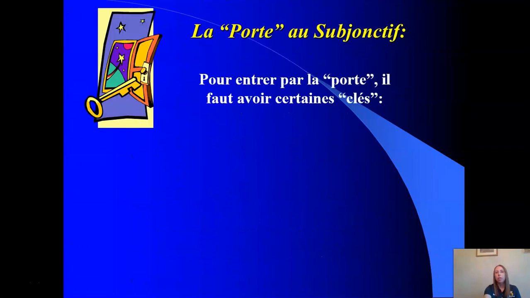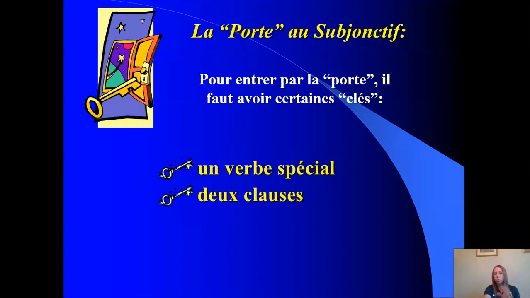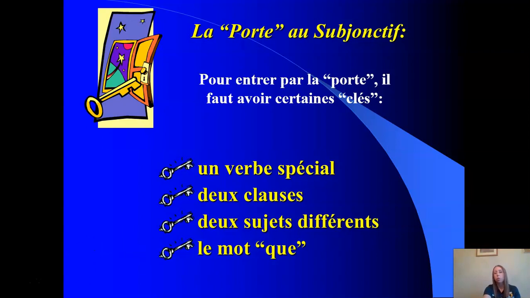So how do we decide if we're going to use the subjunctive? Voici la porte pour entrer au subjonctif. Il faut un verbe spécial, deux clauses. We have 2 separate sections, like clauses, to the sentence. Deux sujets différents. What's the subject? Je, tu, Sarah, mes amis, mon père. Et le mot que. Que est nécessaire en français pour utiliser le subjonctif.